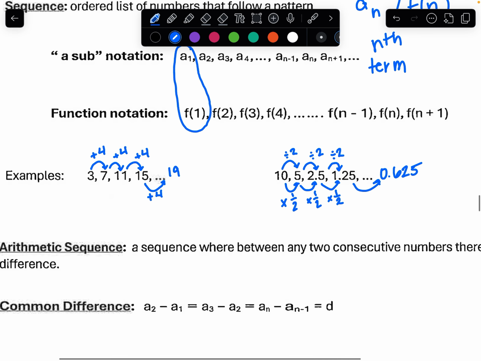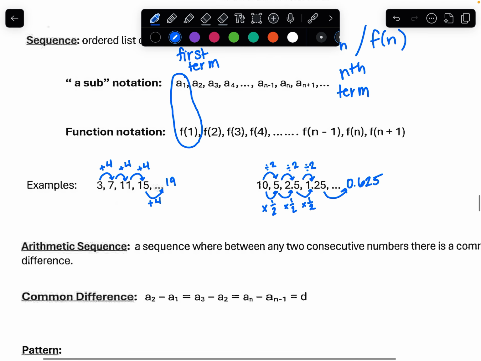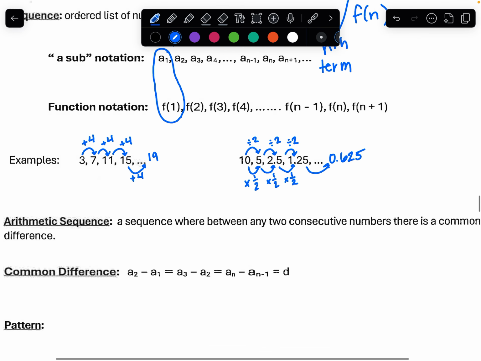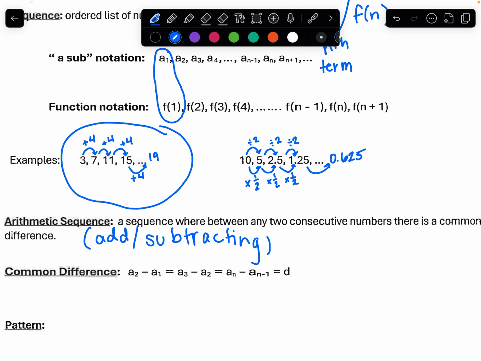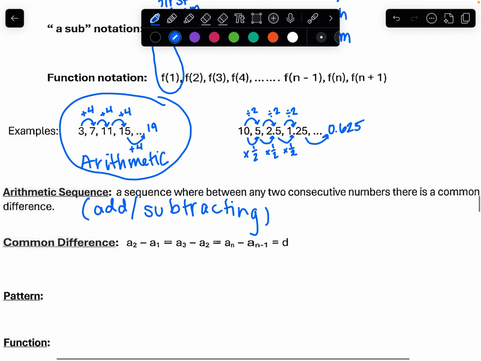Now, those are two types of sequences because they follow a specific pattern. We're going to be looking at a specific type of sequence where between any two consecutive numbers there is a common difference. So this is an arithmetic sequence. I always think of adding or subtracting. And so this right here is an arithmetic sequence, and we can find our common difference.